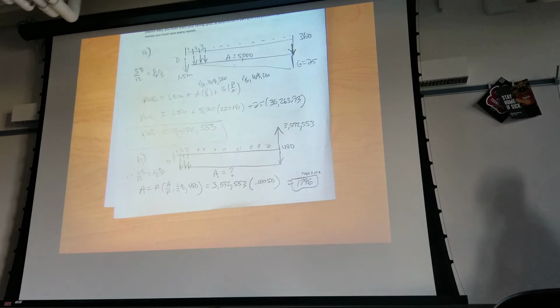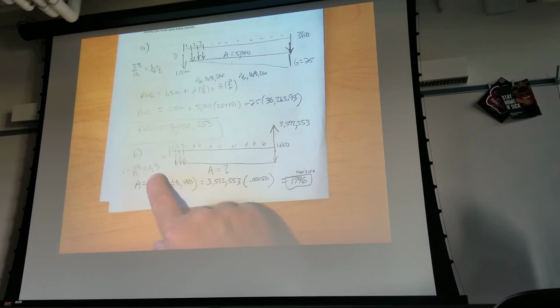Go ahead. Just to be clear, we took the 6% in the problem and we divided that by 12 to get our 0.5% interest rate. Yeah. Okay.